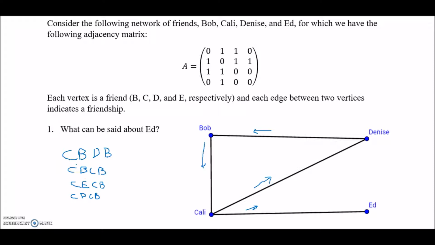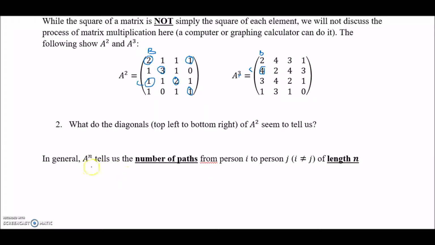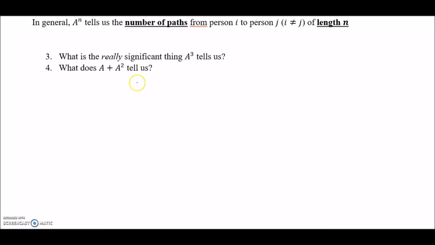So really, this is not useful in terms of friendships per se, but it does tell us that I can get from Callie to Bob in a path of length 3. It doesn't say that we can't have redundant edges, it just says that there are 4 such paths. Okay, so that's useful because now we can see really quickly how fast we can connect 2 people in the network. So what is the really significant thing A cubed tells us?